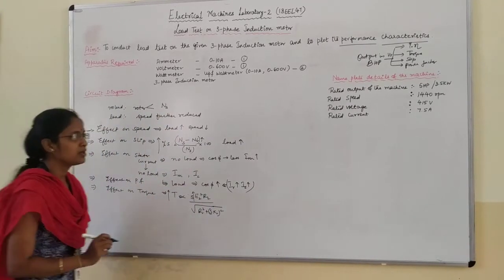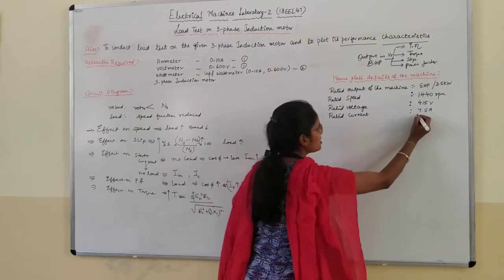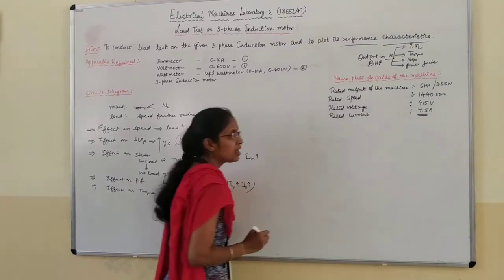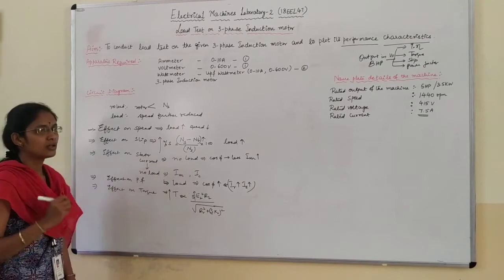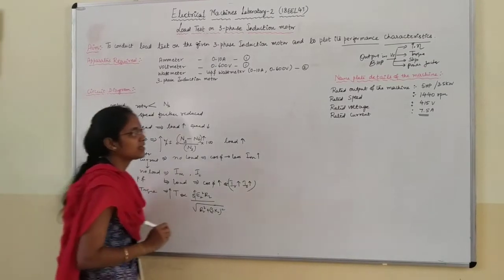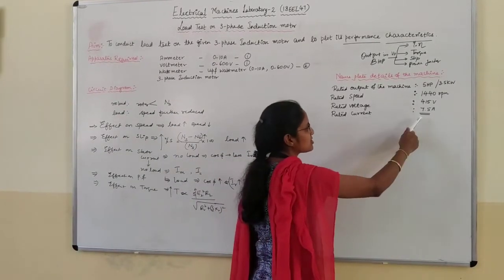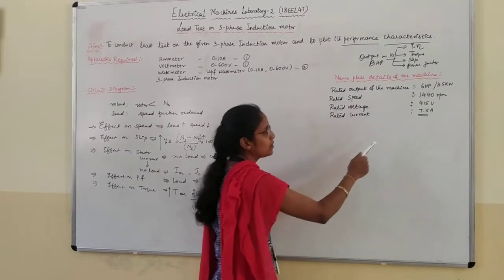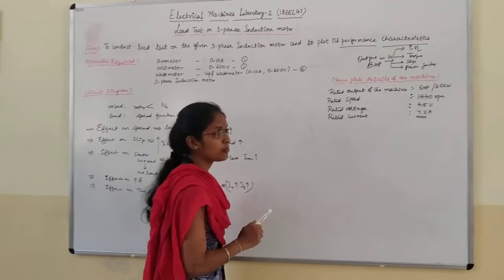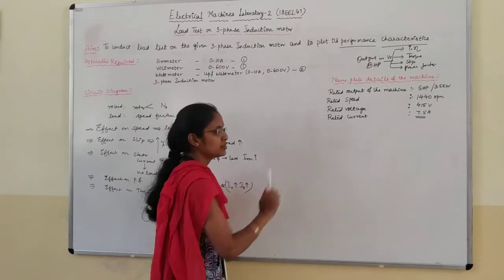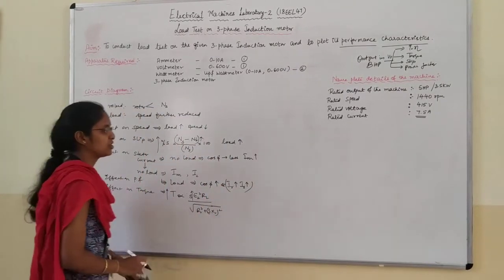The main thing to remember is the rated current, because since this is a load test, we need to vary the load in such a way that it should not exceed this rated current. This is the maximum allowable value which the machine can carry under normal circumstances. If you go beyond this, the machine can get damaged.